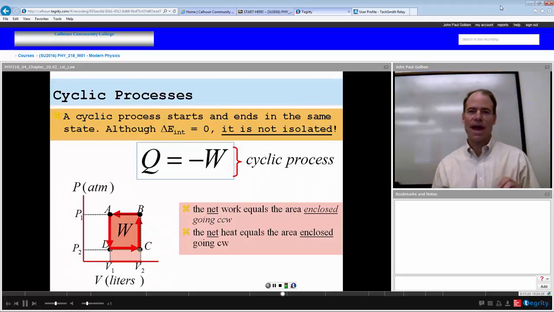Since the heat added to the system is the negative of the work done, the area going clockwise, the other way around, enclosed in that, is the heat added to the system.